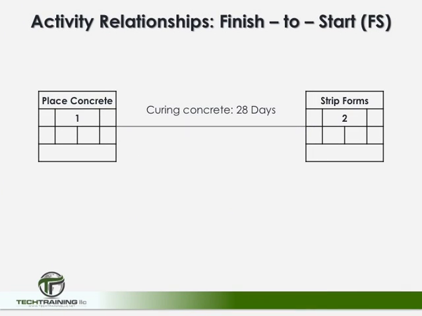But since the activity of curing the concrete consumes no manual resources, only time, we may want to depict the same schedule as seen here, using the link lines to indicate the delay between placing the concrete and stripping the forms. Once again, these are finish to start relationships. In other words, an activity cannot begin until its preceding activity has been finished. So now let's take a look at some other types of activity relationships.